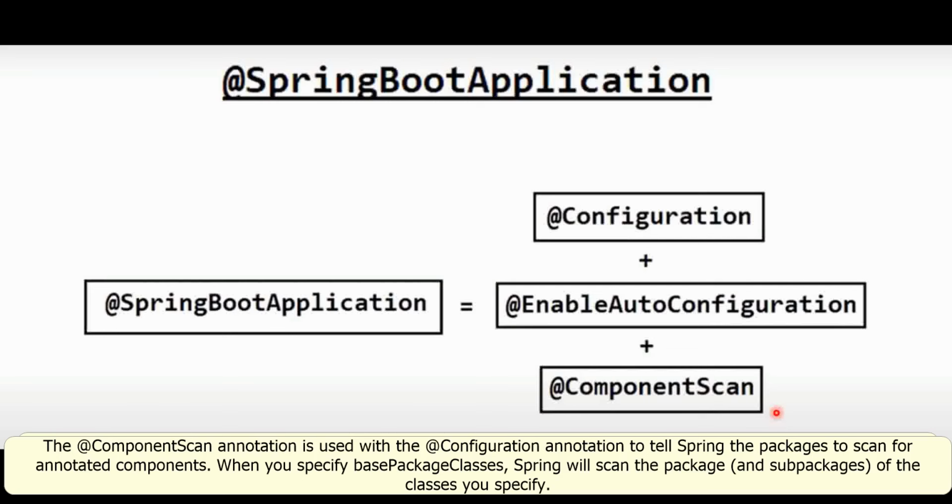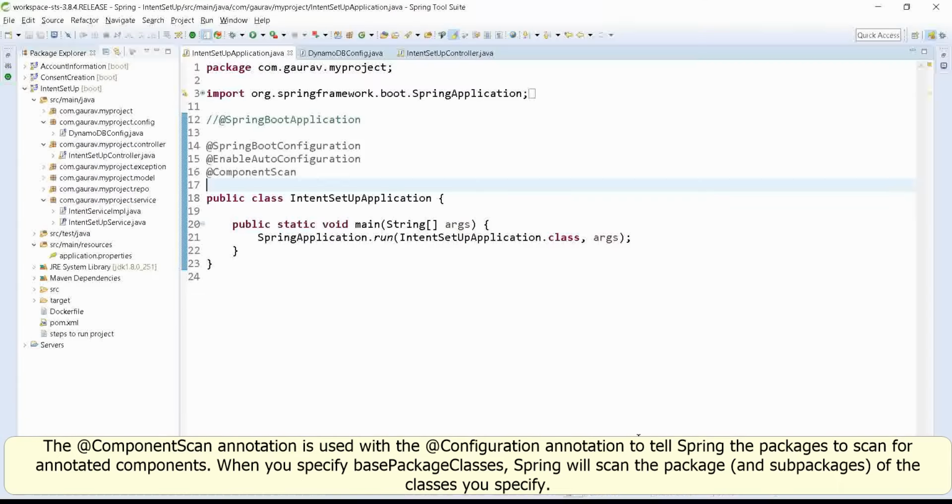This annotation is used to scan for the classes to represent them as Spring based classes. In the component scan, it takes one parameter, that is base packages. If we mention a package name in base packages, then that package will be considered the root package. And if we do not mention any package name, then the current class package will be considered the root package. Let's see practically how to implement these three annotations.